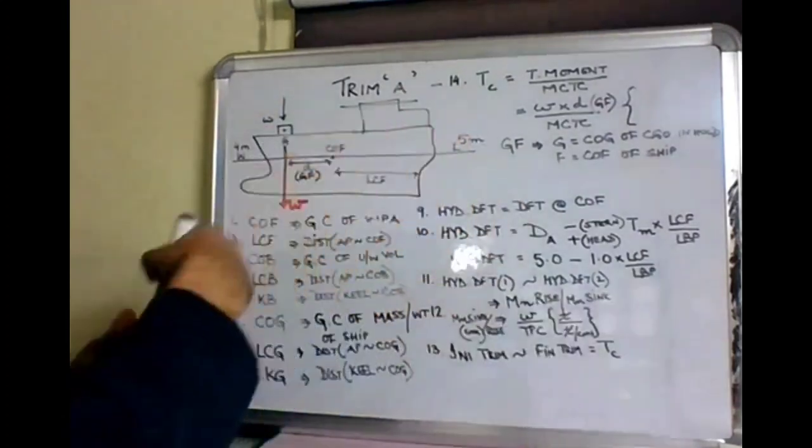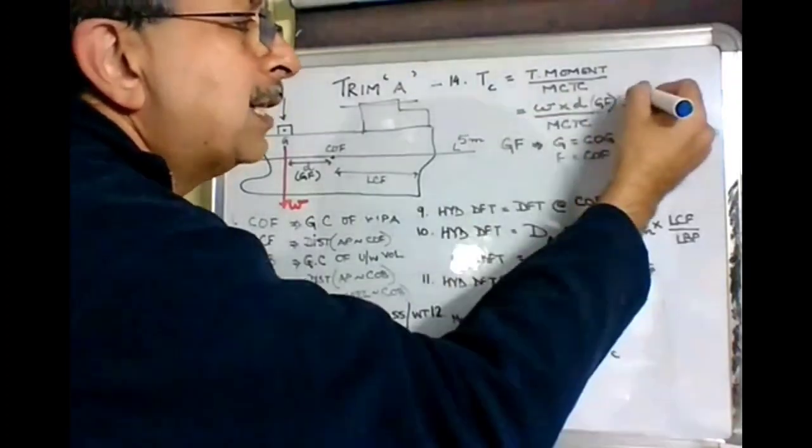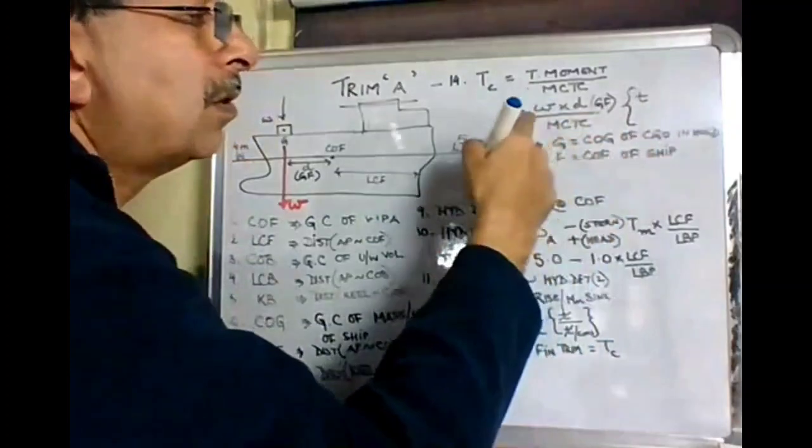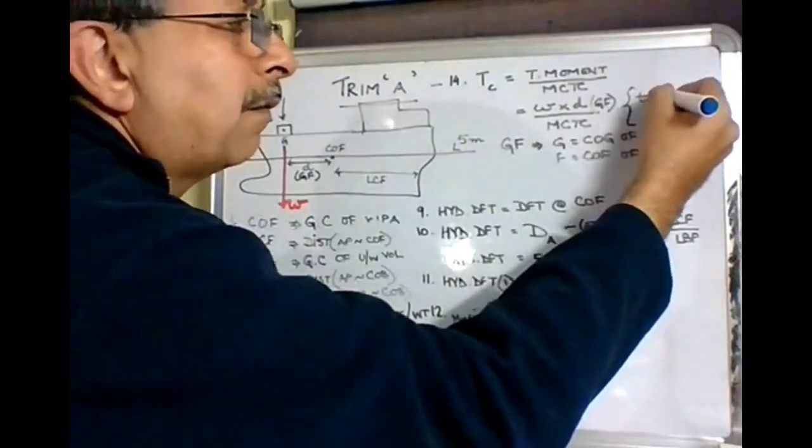This will remain the same. W, let's check the units. W is in tons. GF is in meters.